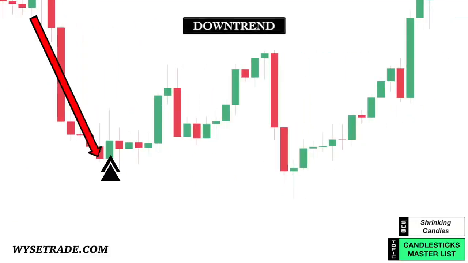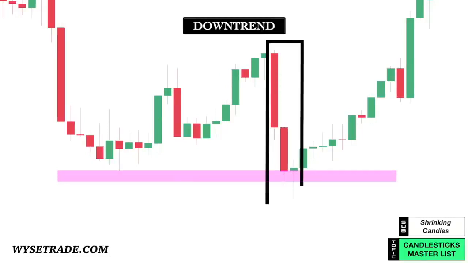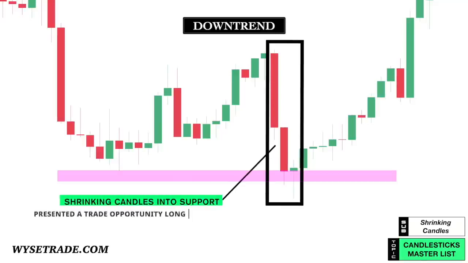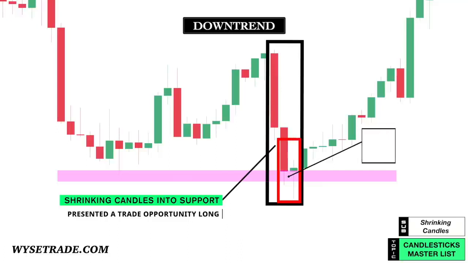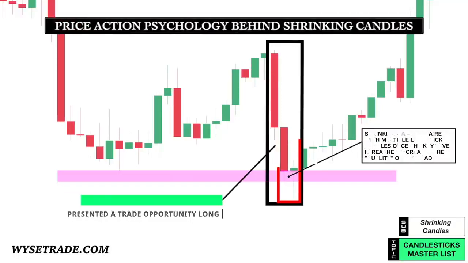Price came down, hit and reversed, giving you a key level of support. As price starts approaching the key level, notice how the candles get smaller and smaller in size, which presents a trade opportunity long. Again, notice how the shrinking candles finish with multiple long wick candles, which increases the quality of the trade setup.